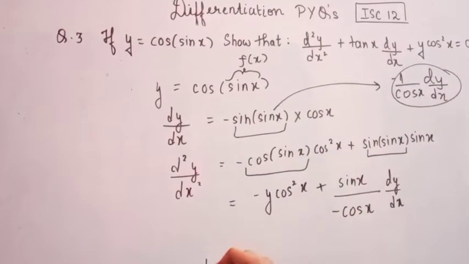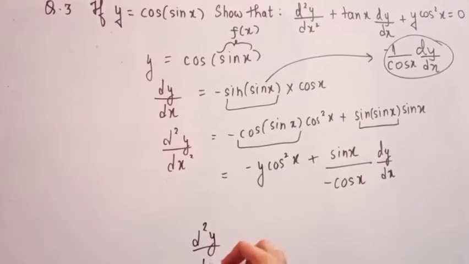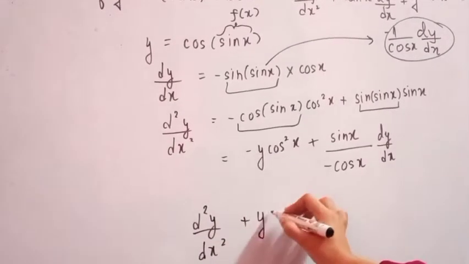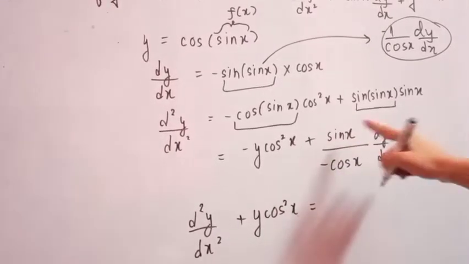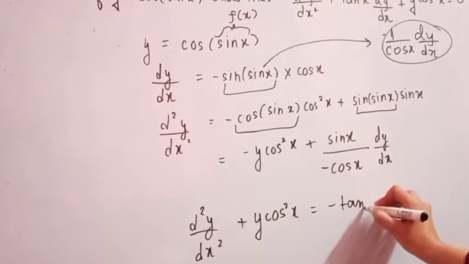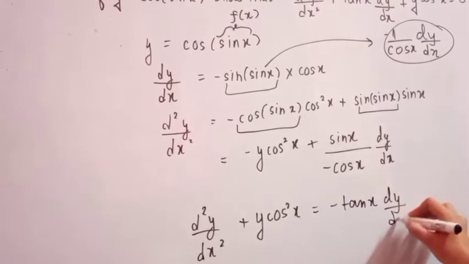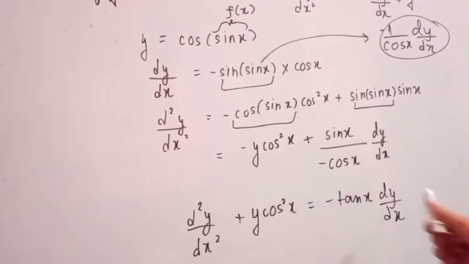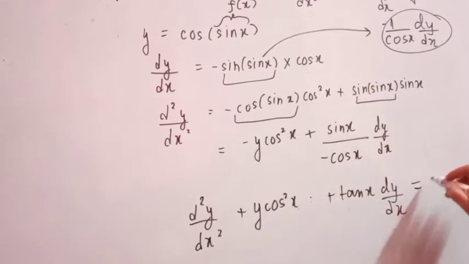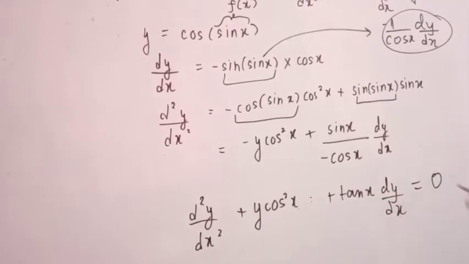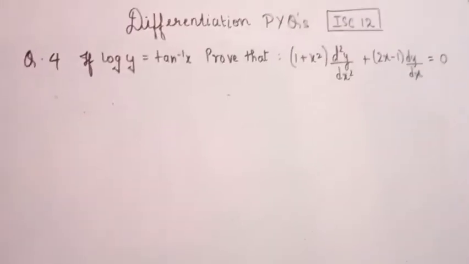So the next step is d2y by dx square plus y cos square x equals to, this is minus tan x dy by dx. All right. Now taking this on the left hand side, I'm directly writing, it becomes positive. Tan x dy by dx equals to 0. Hence it's proved. So let us solve this fourth question.